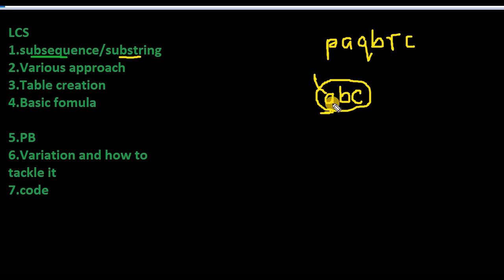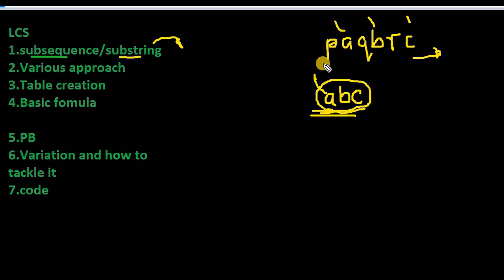Whenever we are checking subsequence, in this case you can see that our A, our B, our C are present, but they are not in a continuous loop. In substring we want them to be a continuous loop like this. In subsequence we want them to be sequential but not contiguous like this one. So I hope you got the basic logic.